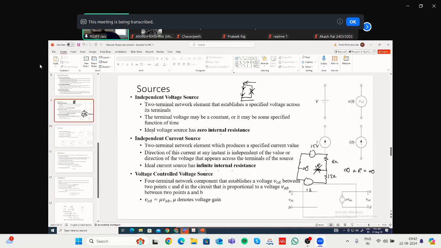That you cannot just... even if you connect a resistance in series with a current source or a resistance in parallel with a voltage source, it will have no effect because of this reason.